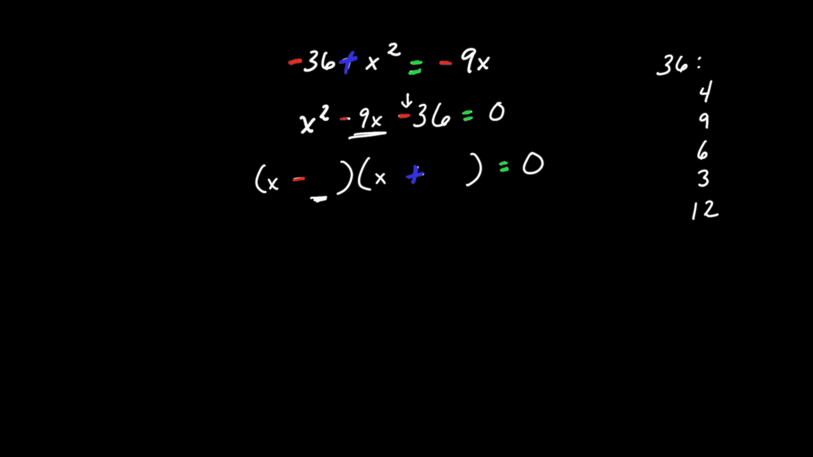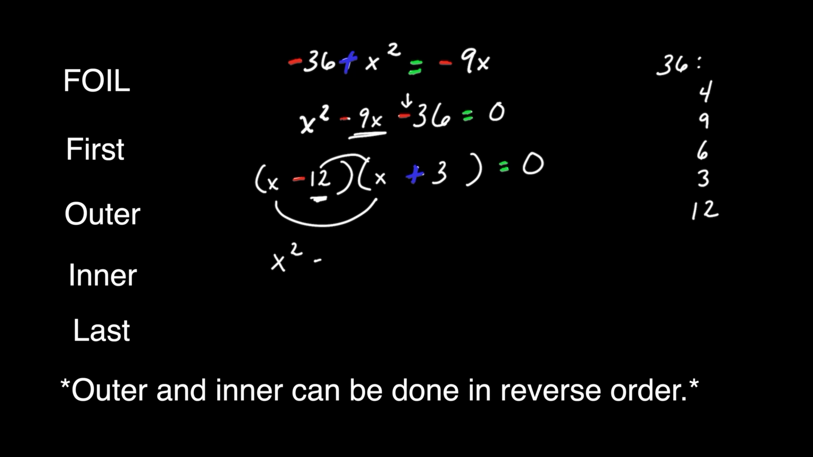So our larger number should be negative and our smaller number should be positive. So I think that the best way to do this would be to put 12 minus 12 and then plus 3. When we do our FOIL method, we end up with x squared. Our inner is minus 12x, our outer is plus 3x, and our last is minus 36.